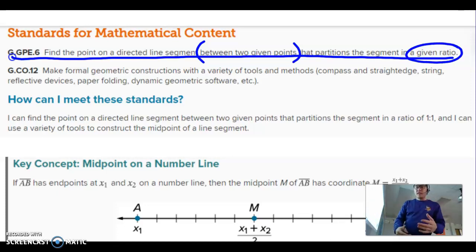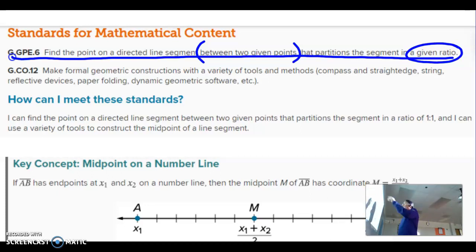What it means is between two given points and then into a given ratio, we're cutting it into the ratio of halves, okay, of two equal halves, two equal parts. So what we're really just looking for today is the middle of these line segments. The midpoint is that middle spot.